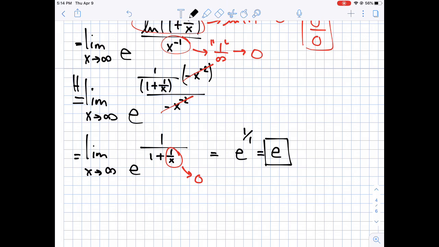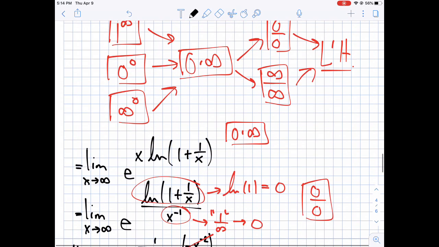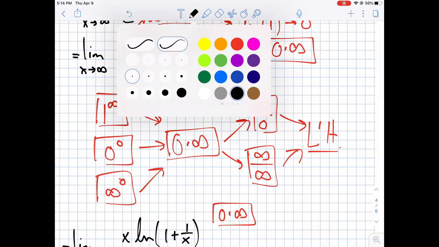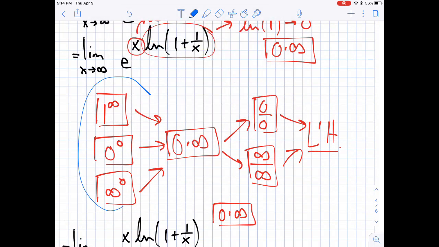Okay, so don't forget this setup right here. Anytime you have these exponential indeterminate forms, you're just going to have to do a few extra steps. You're going to introduce your base of e, turn it into 0 times infinity, then do some algebra to turn it into 0 over 0 or infinity over infinity, and then do L'Hopital's rule, and hopefully at that point it works out and you should be done.